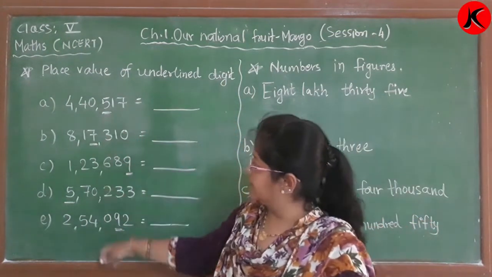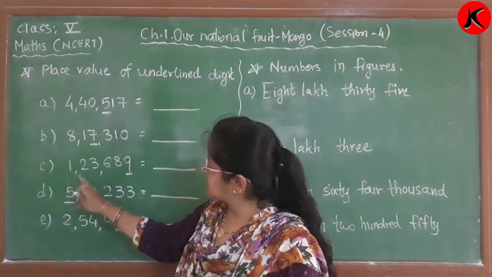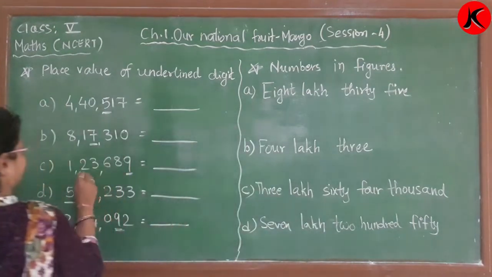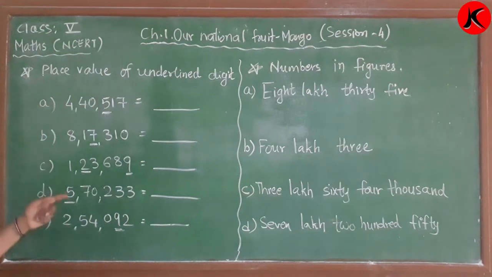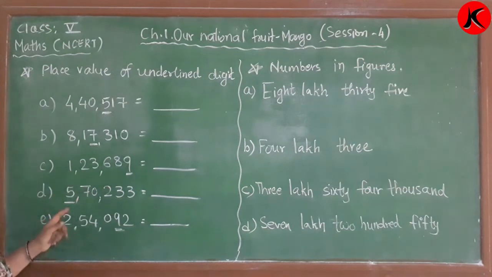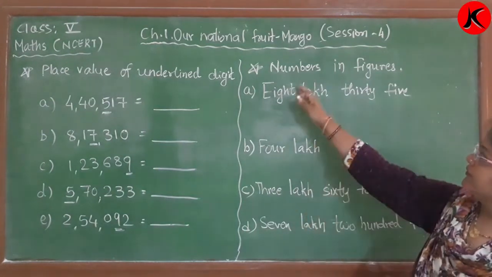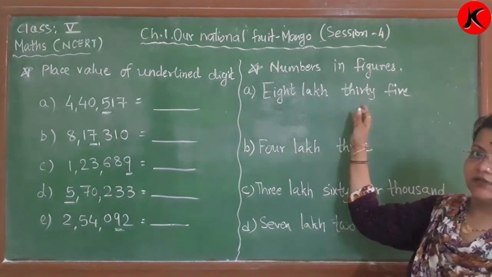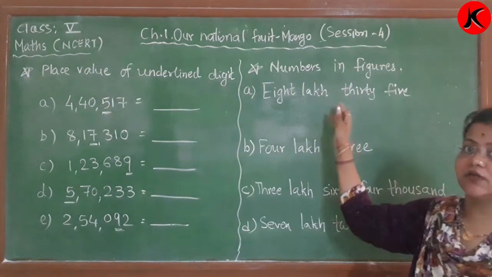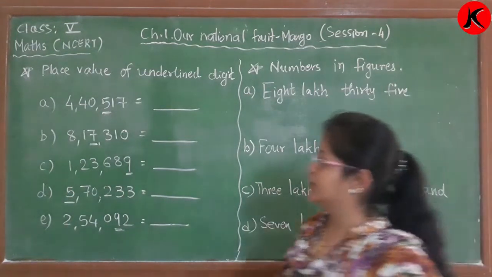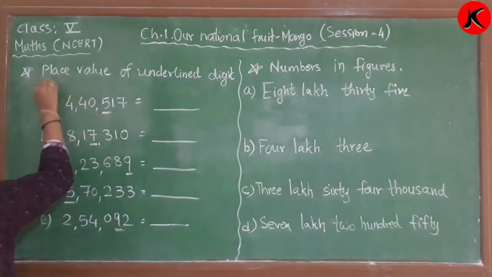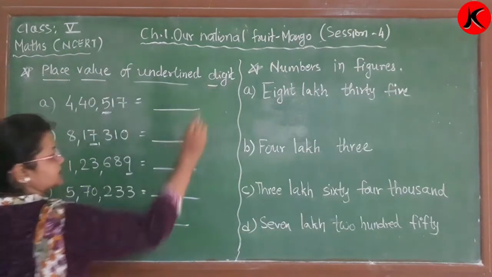Here the numbers are given and one digit is underlined in each. We have to write the place value of these underlined digits, and on this side we write the numbers in figures. I will show you how to write the numbers in figures with an easy method. First of all, the place value of the underlined digit.